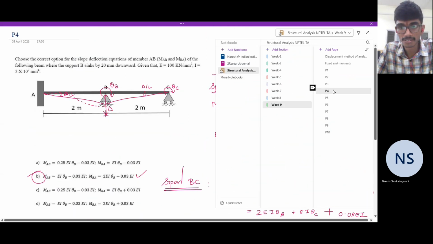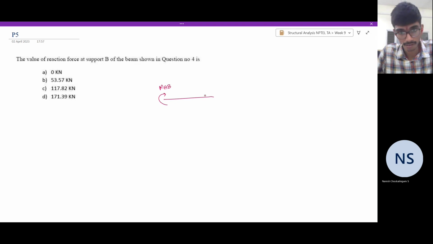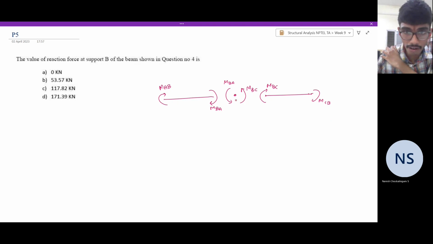But what is asked in the question is the value of the reaction force at the support B of the beam shown in question number 4. So let me draw a free body diagram of the beam here. So we have MAB, MBA. Here we have the joint, MBA, MBC. Here we have BC, MCB. And on this joint, we have this reaction. Let me call it BY.